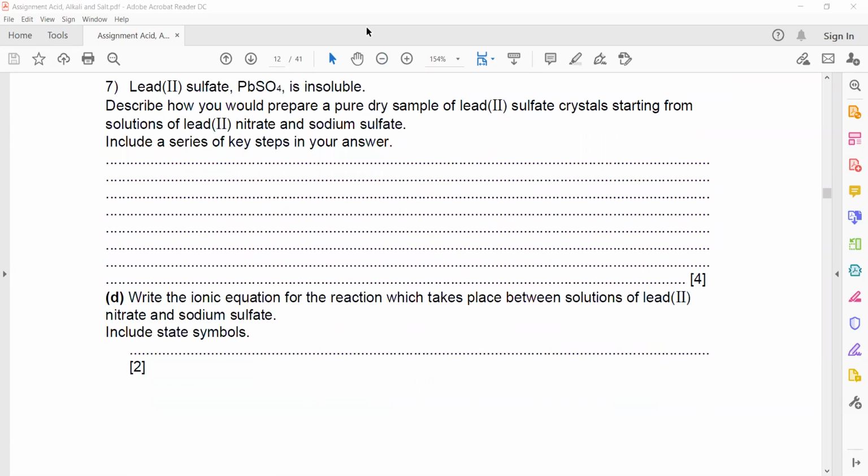Look, another similar question. Lead 2 sulfate is insoluble. So they give you the hint that it's insoluble. So if a salt is insoluble, you will mix the salt solutions. Describe how you would prepare dry lead 2 sulfate crystals starting from solutions of lead nitrate and sodium sulfate. So you have sodium sulfate and lead nitrate, and you want to prepare lead sulfate. So the reactants are sodium sulfate and lead 2 nitrate basically.